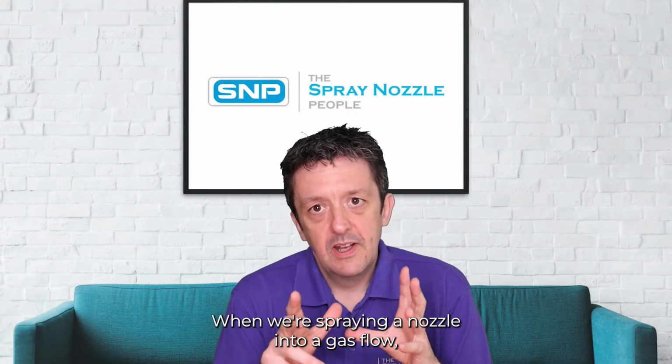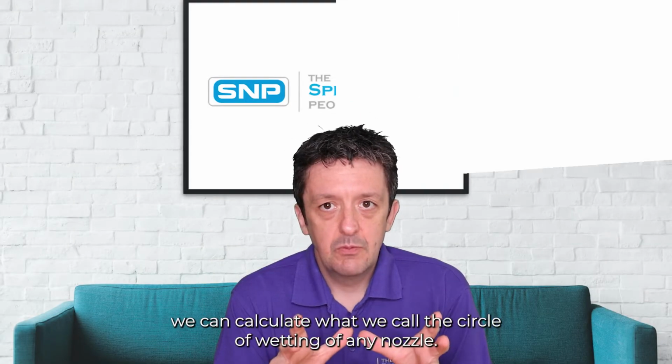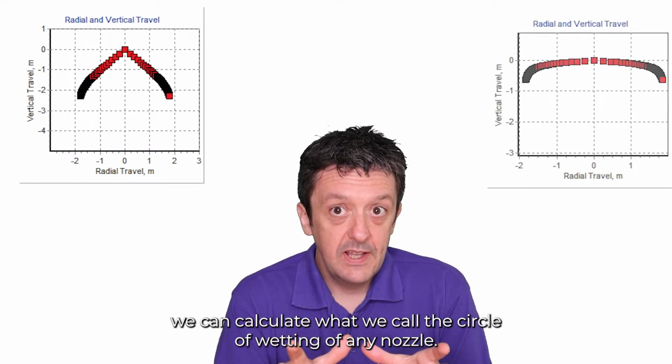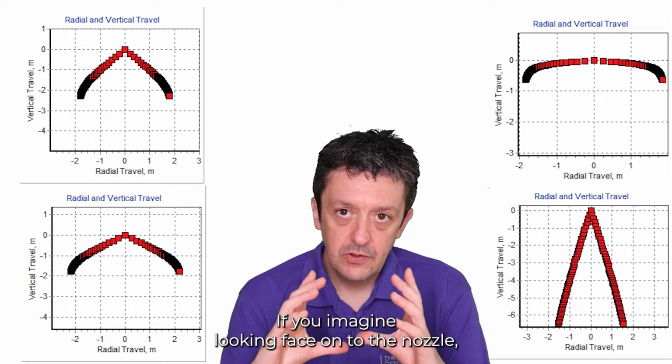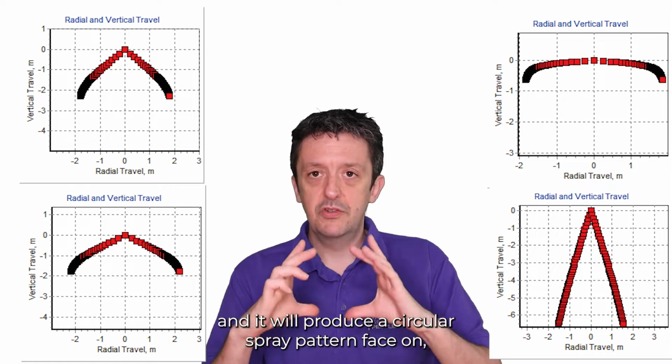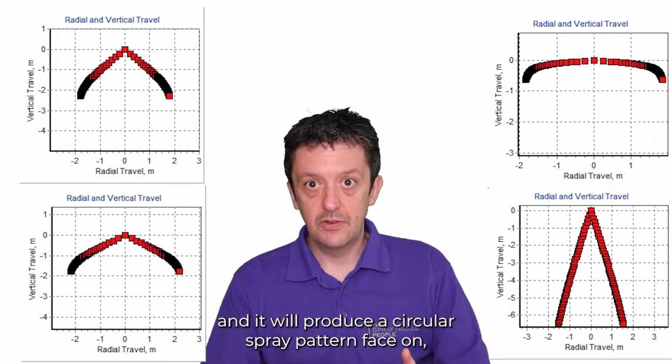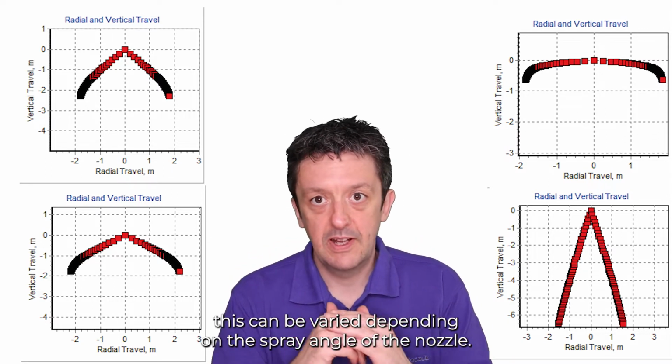When we're spraying a nozzle into a gas flow, we can calculate what we call the circle of wetting of any nozzle. If you imagine looking face onto the nozzle, we'll have a spray angle and it will produce a circular spray pattern face on. This can be varied depending on the spray angle of the nozzle.